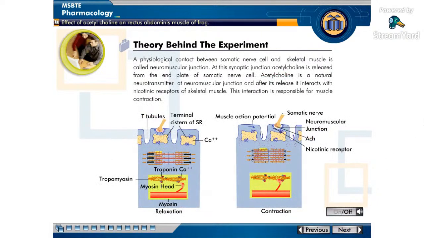A physiological contact between somatic nerve cell and skeletal muscle is called neuromuscular junction. At this synaptic junction, acetylcholine is released from the end plate of somatic nerve cell. Acetylcholine is a natural neurotransmitter at the neuromuscular junction, and after its release, it interacts with nicotinic receptors of skeletal muscle. This interaction is responsible for muscle contraction.